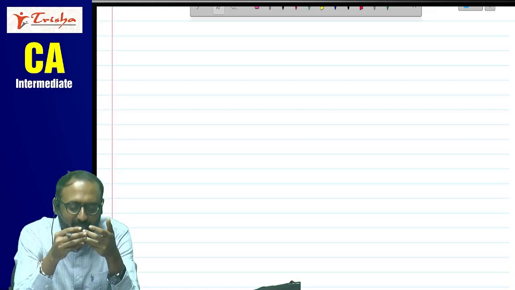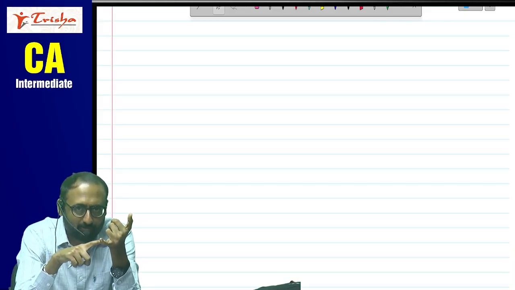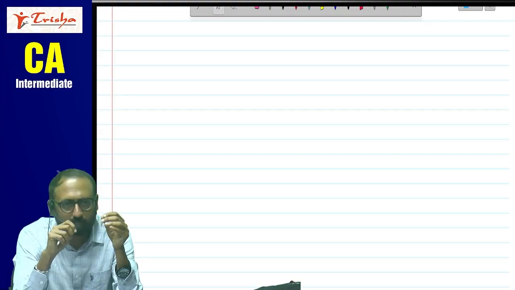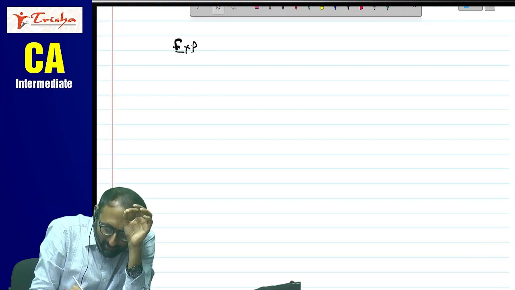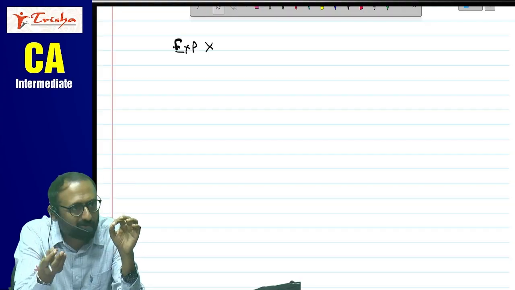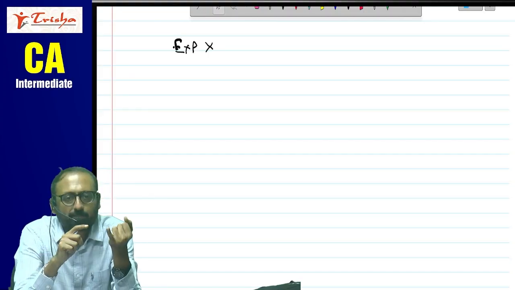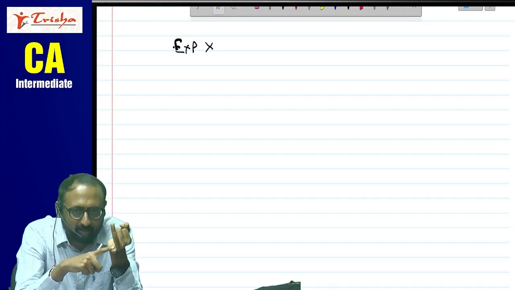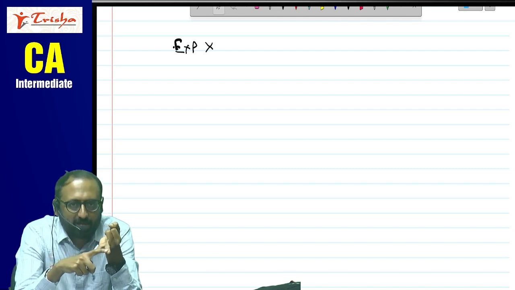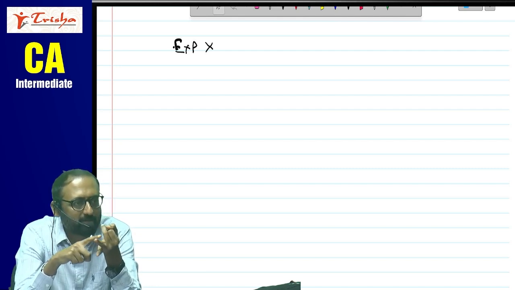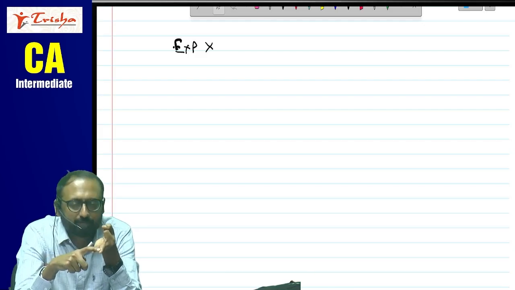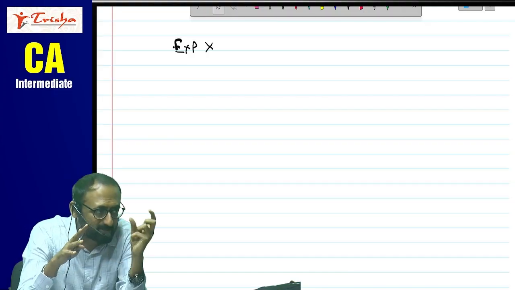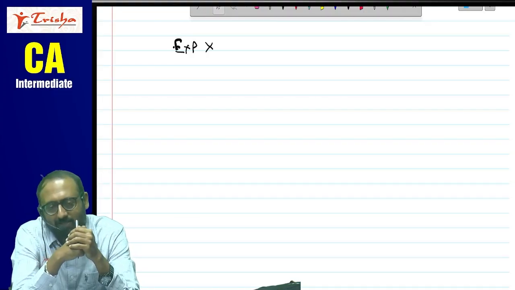Now, why is there a difference in profit between cost account and finance account? There are so many examples. First example: some of the expenses will not be considered in cost records, but they will be considered in finance. Example: goodwill written off, preliminary expenses written off, bad debts written off, loss on sale of asset, loss on sale of investment, interest paid, dividend paid. All these expenses will not be considered in costing, but will be considered in finance. Income tax is one more example.